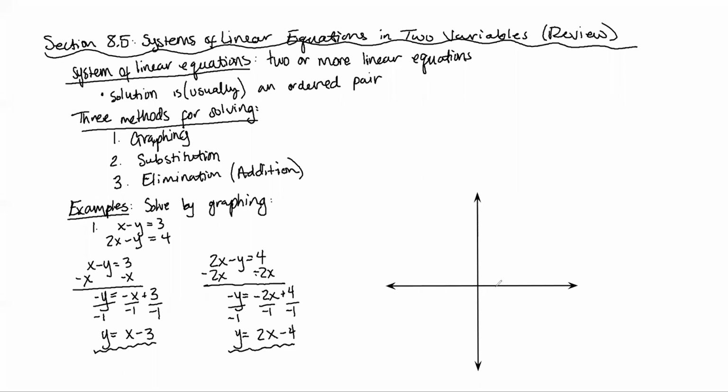Let's go ahead and put in some tick marks. So let's do 1, 2, 3, 4, 5 on each of the four directions of the axes.